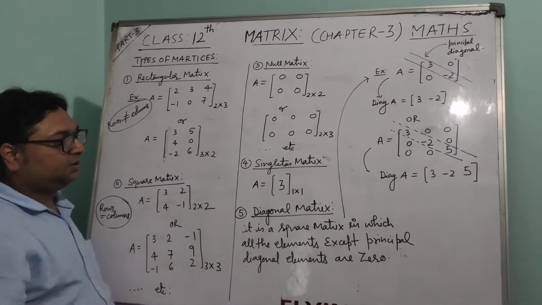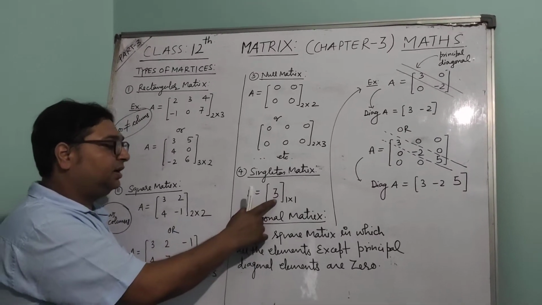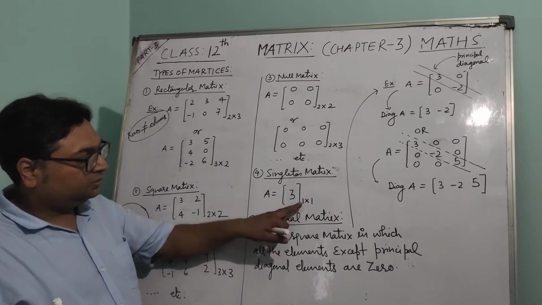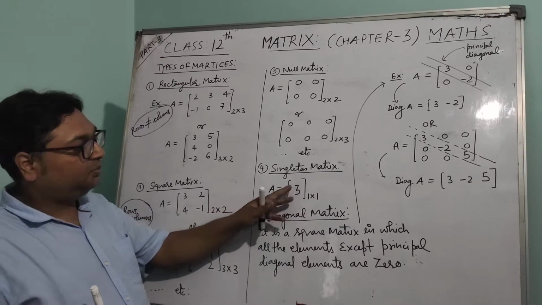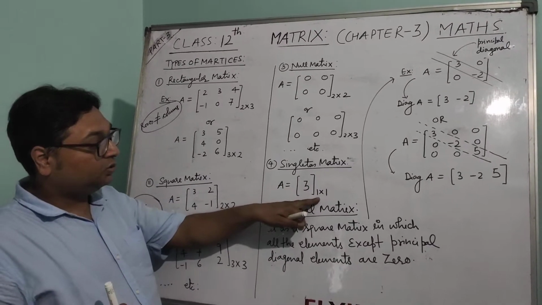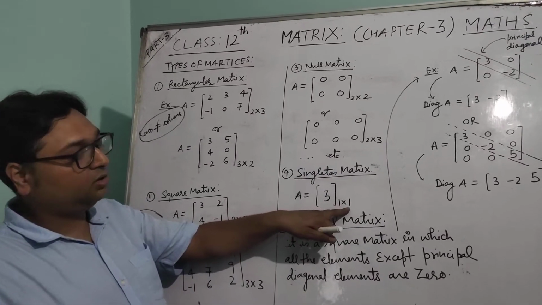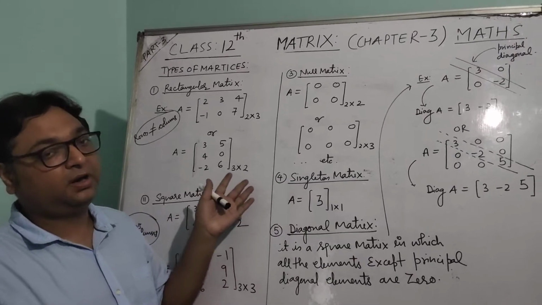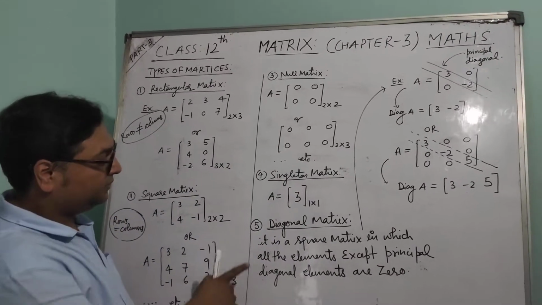Fourth one is singleton matrix. As the name says, a singleton matrix is a matrix which contains exactly one element. So what will be the order of the matrix? 1 cross 1. It may be any element. Because the matrix has the order 1 cross 1, it is always treated as a square matrix. It cannot be a rectangular matrix, isn't it?